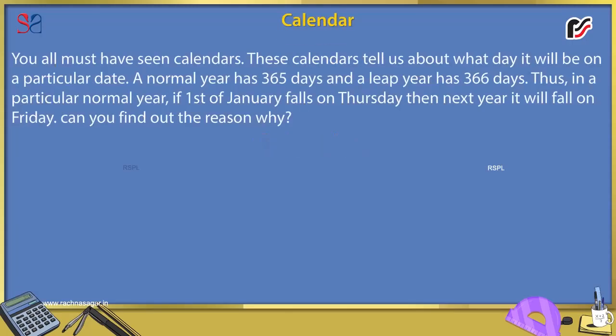Calendar. You all must have seen calendars. These calendars tell us what day it will be on a particular date. A normal year has 365 days and a leap year has 366 days. Thus, in a particular normal year, if 1st of January falls on Thursday, then next year it will fall on Friday. Can you find out the reason why?